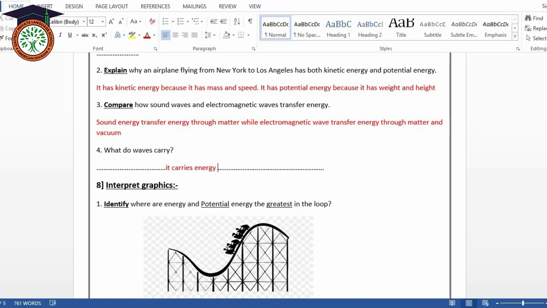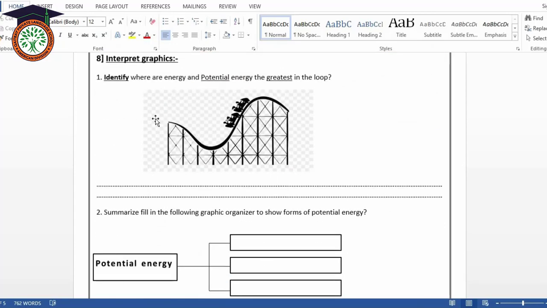Okay, 4. What do waves carry? Do you think the wave carries particles or energy, or carries what? Yes, waves carry energy. It carries energy, not particles or matter.